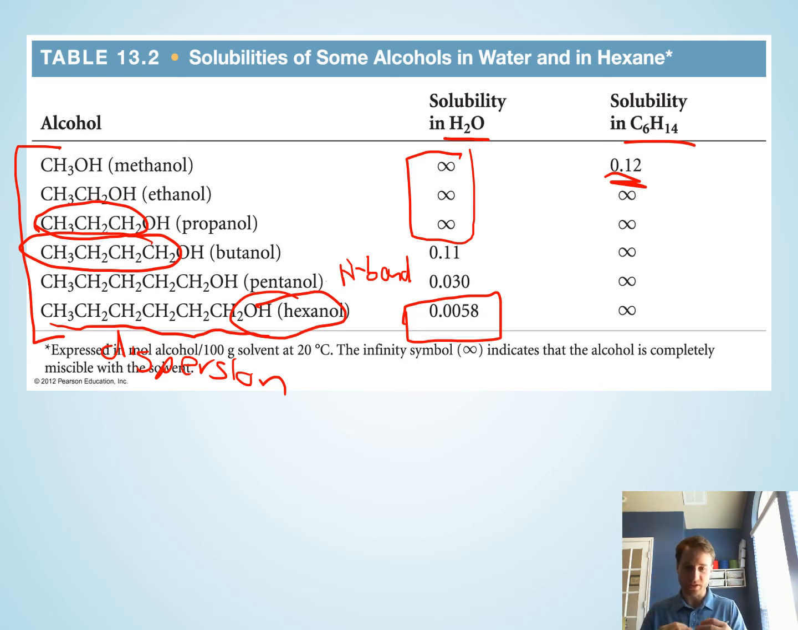It's not just that something is soluble or isn't soluble. If something is soluble, there are different levels of solubility, and later on in this chapter, we'll talk more about how we describe how soluble something is.